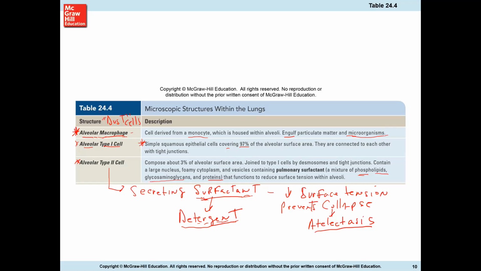Right? So surfactant is made by type 2 alveolar cells. The gas exchange happens in the type 1 alveolar cells. So from now on, when we say alveolus or alveoli, we're talking about type 1 cells. And alveolar macrophages are dust cells. Get those right.